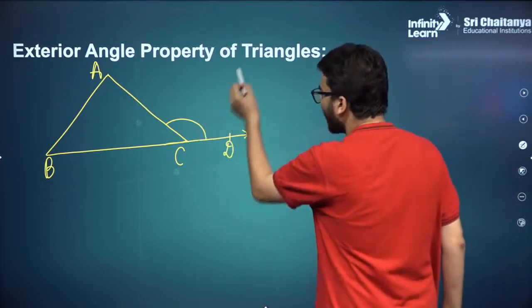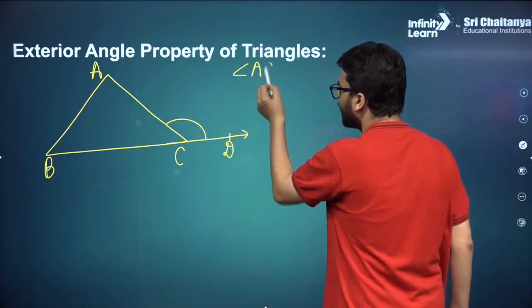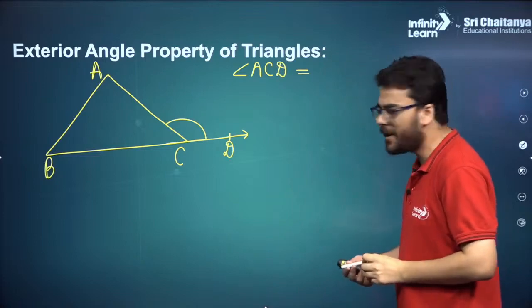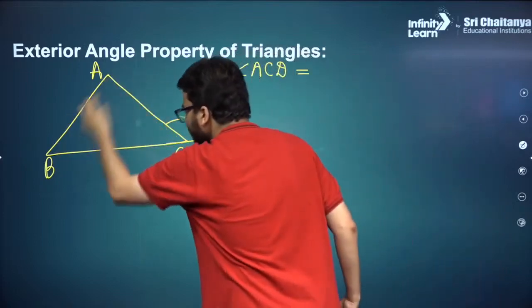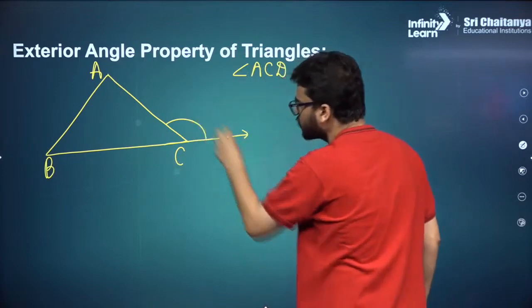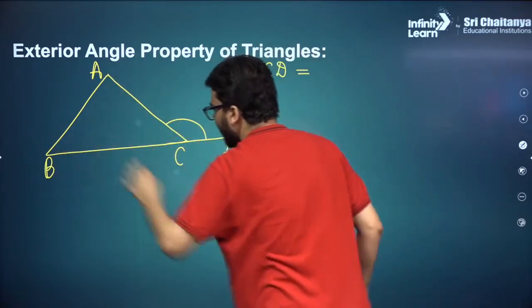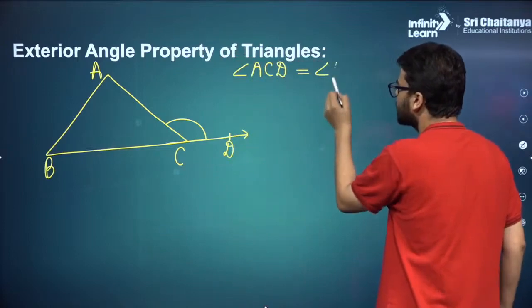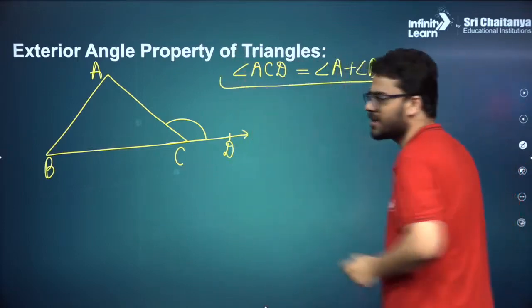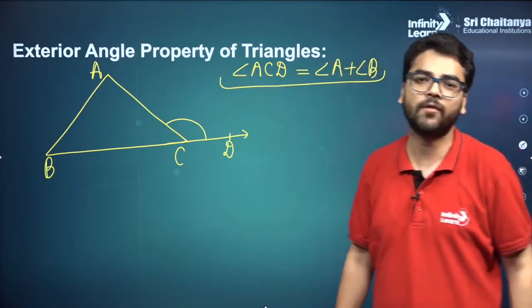The exterior angle so formed after extending one side of a triangle, that is angle ACD, will be equal to the sum of the two interior opposite angles. When you extend one side of a triangle, this angle so formed will be equal to angle A plus angle B. The exterior angle is equal to the sum of the two interior opposite angles. I hope this is clear to every student over here.